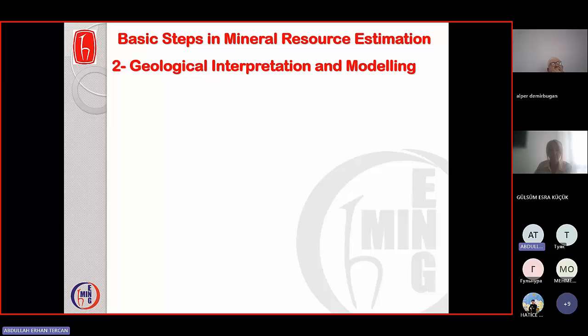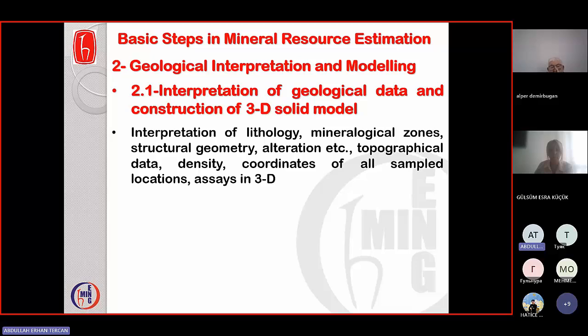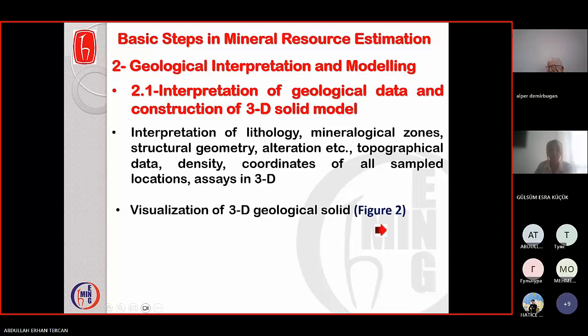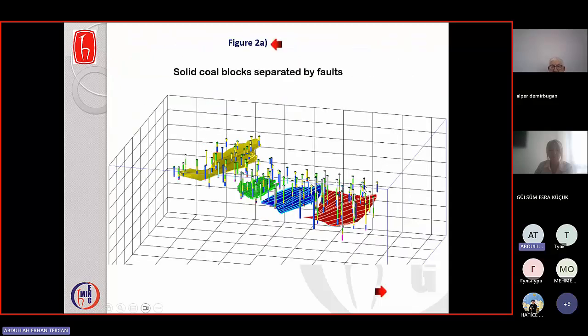At the stage of geological interpretation and modeling, we interpret the geology, mineralogical zones, structural geometry and alteration in 3D, and we produce a 3D geological solid model. This figure shows the geological solid model in the coal deposit. As you can see from this figure, there are 4 coal blocks separated by 3 faults.